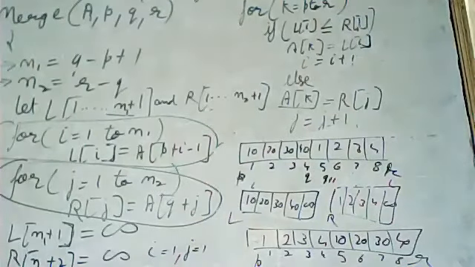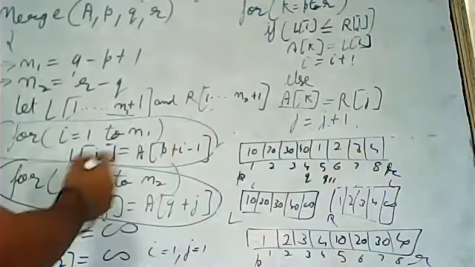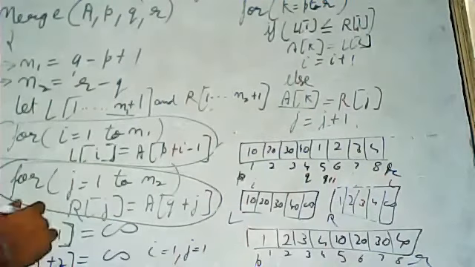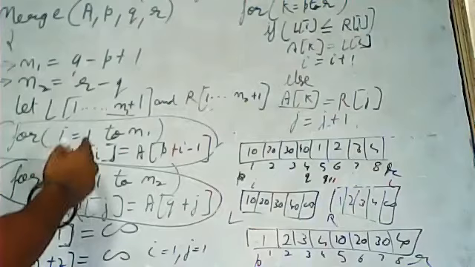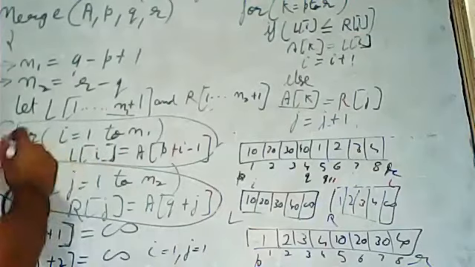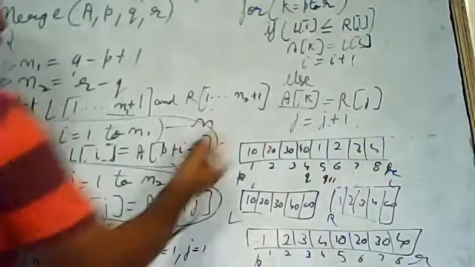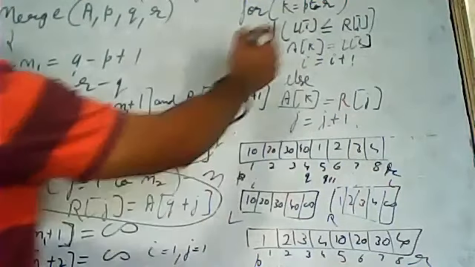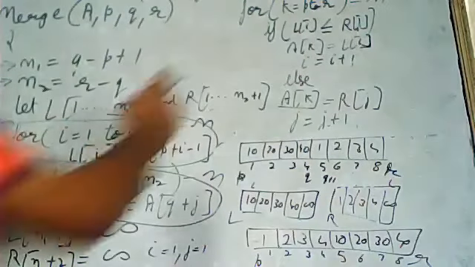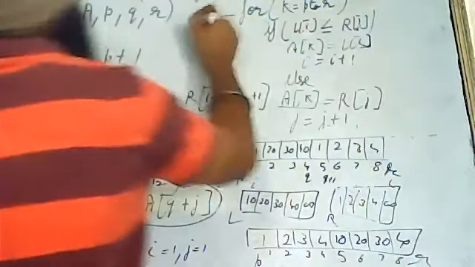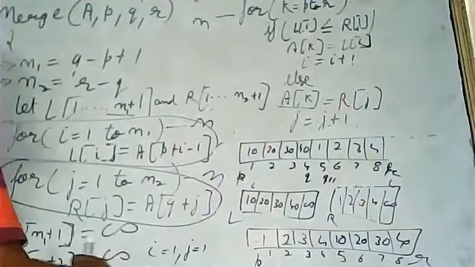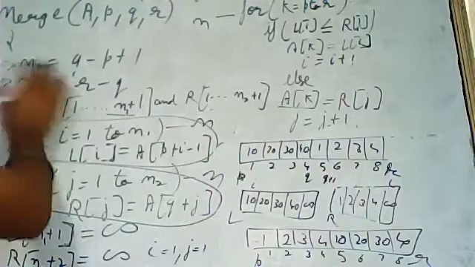So if we do the analysis, there are only two for loops. There is no loop inside a loop. When we consider a loop inside a loop, then it will give us a complexity of n square. But here it will take n time for the length, n time for the length. All others are constant. This will also take n time, and this loop will also take n time. All the others are assignments.